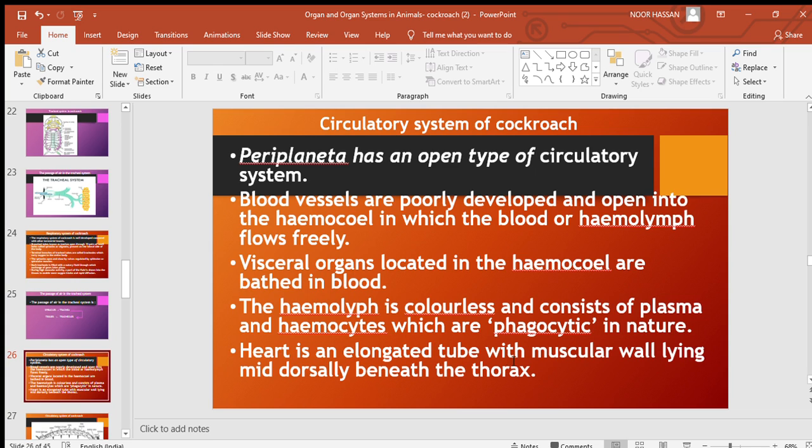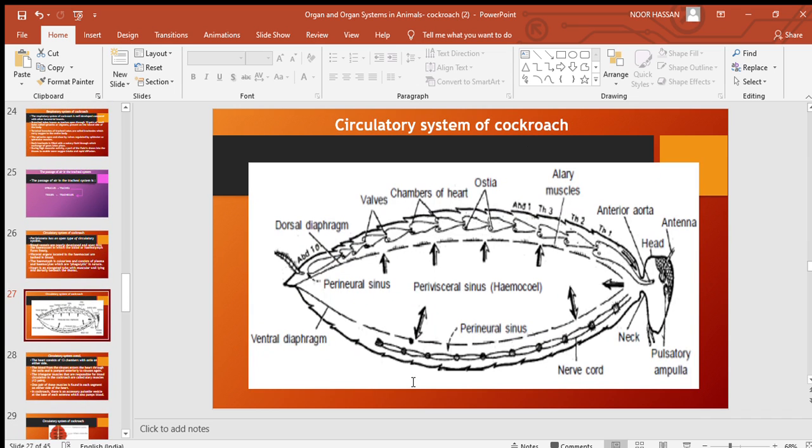And heart is an elongated tube with muscular wall lying mid dorsally beneath the thorax. So heart, it is an elongated tube. It's not a particular shape, and it is an elongated tube with muscular wall lying mid dorsally beneath the thorax. So this is the picture to show that this tubular heart is of 13 chambers. It has 13 chambers. Each chamber can communicate with the next chamber by means of small openings, which are called ostia. Ostia are present at both the sides.